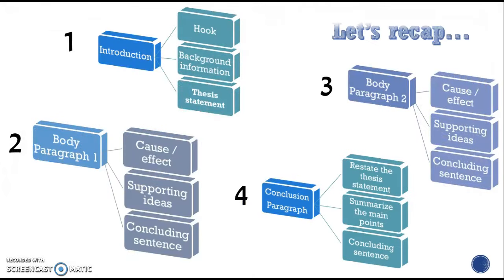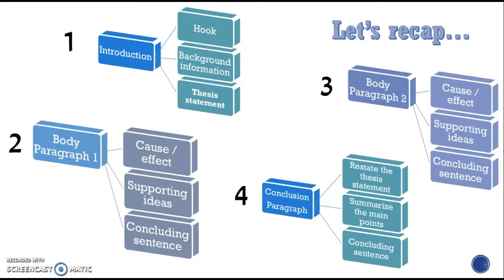To start, let's recap. Let's remember that we are writing a cause and effect essay. Do you remember the number of paragraphs and the information in each? Well, in the first paragraph we have the introduction. In the introduction we should have a hook, background information, and a thesis statement. The second paragraph is the body paragraph number 1, in which we have a cause or effect, some supporting ideas, and a concluding sentence. Paragraph number 3 is our body paragraph number 2, in which we have our second cause or effect, some supporting ideas, and a concluding sentence.